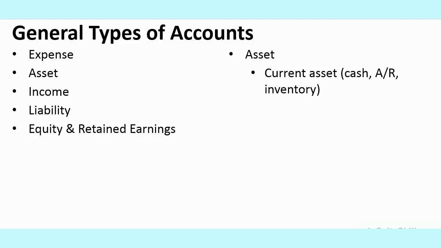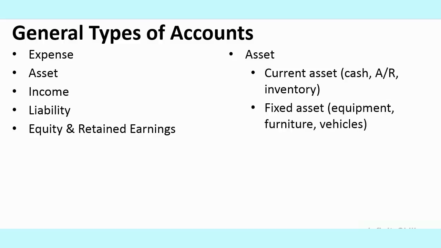And the general rule is if we plan on disposing of it within 12 months, it's probably considered a current asset. If that's not true, and if we plan on having it for more than 12 months, then it's probably known as a fixed asset. These are things we plan on having for an extended period of time, like equipment, furniture, and vehicles.